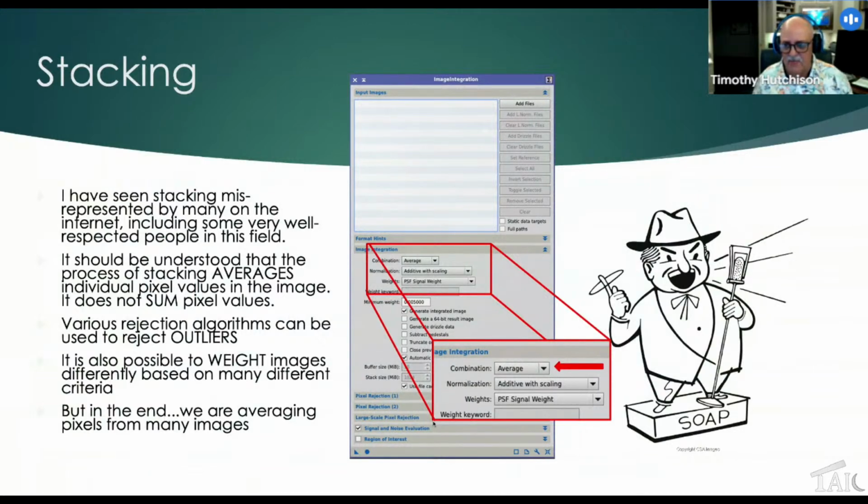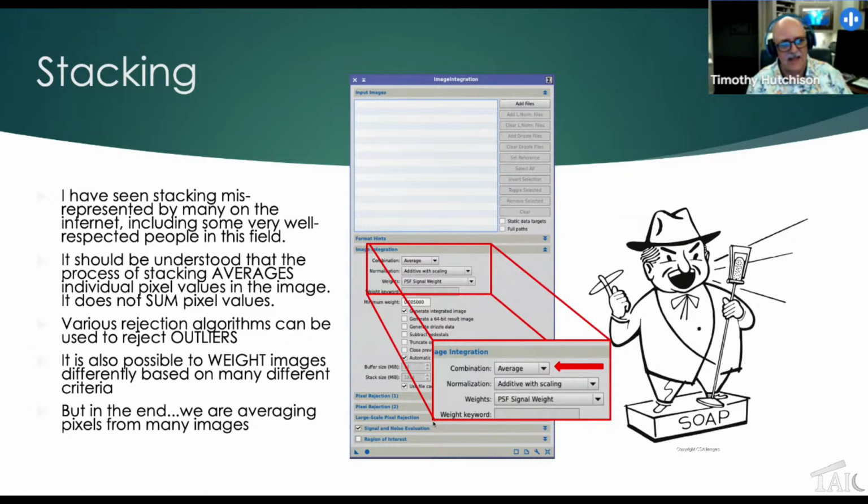All right, now I'm going to get up on my soapbox. There's lots of misrepresentation, in my opinion, on what stacking is, because stacking is the next way that we're going to reduce noise or we're going to combat noise in our images, right? We all know this. We all know we use stacking, but why, right?